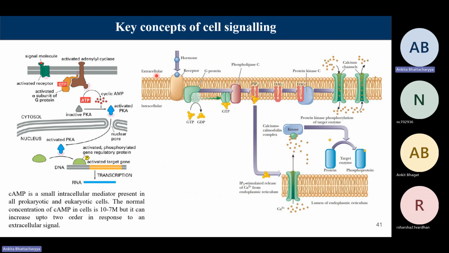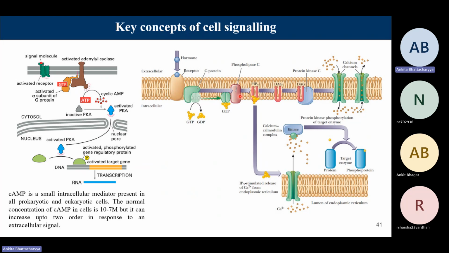Then on the right, you see an example of the IP3 and DAG generation via the phospholipase C enzyme. So in that case, after activation of the G protein, instead of adenylyl cyclase, the GTP-bound active G protein binds to phospholipase C, which acts on PIP2. And from PIP2, you get diacylglycerol. Diacylglycerol binds to protein kinase C and opens up some calcium channels.